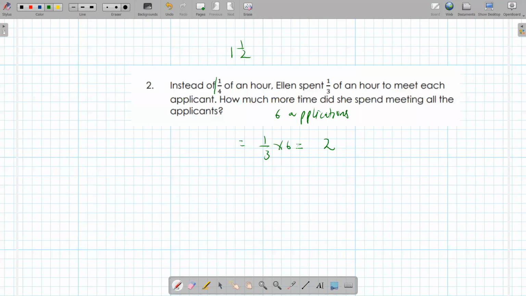Which one's bigger, 1/4 or 1/3? 1/3 is bigger. Right. So she's going to spend even more time, right? So this makes sense. She's going to spend 2 hours in total, and we're going to take away 1.5. What does that give?